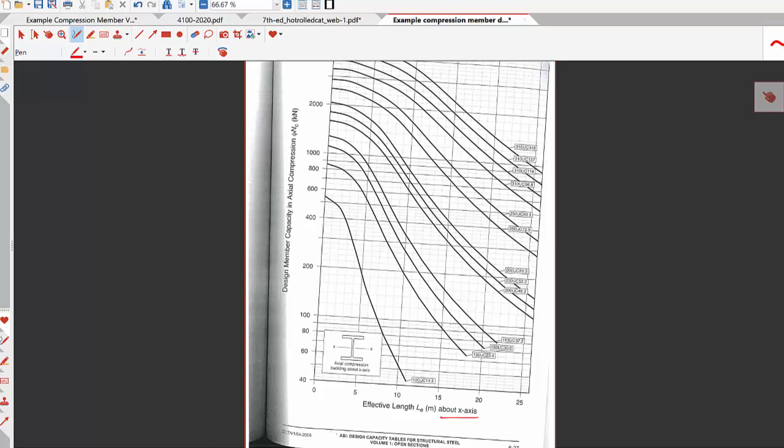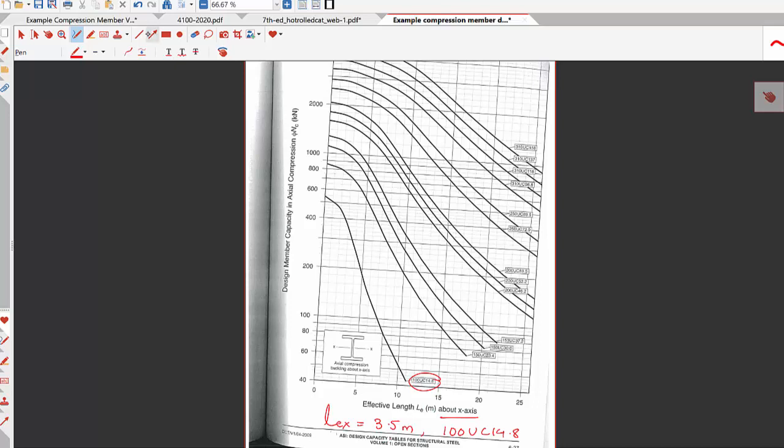Now we know that the effective length for our case is 3.5 meter. We multiply the total length 5 with the effective length constant ke, so that gives us 3.5 meter. And our section is 100 UC 14.8, which is this one. So this is the curve that is relevant to us. So let's first find out what is the capacity of this column about x-axis buckling. So our effective length is 3.5 meter in both x and y directions.